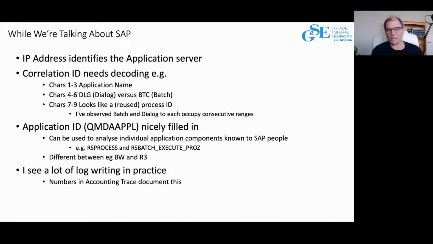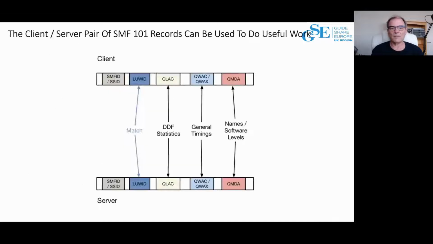I mentioned logging just now because one of the things I notice is SAP does an awful lot of log writing in practice. And the numbers in the accounting trace, when I see them, document this very clearly and the implications of that. So there's quite a lot of useful work you can do if you happen to have SAP, which you might or might not be able to do with other kinds of production DDF.